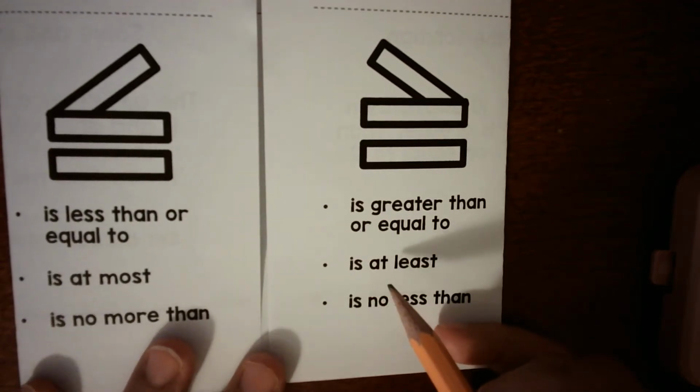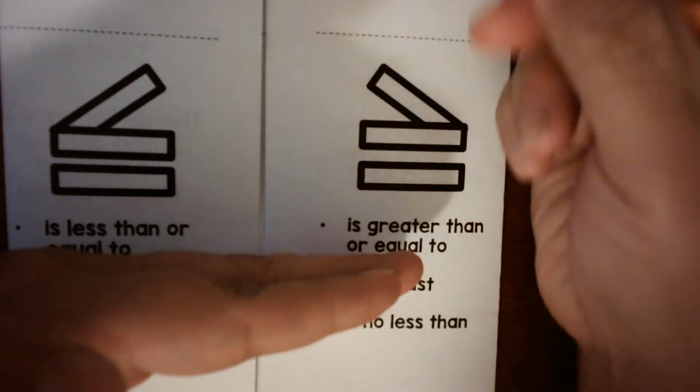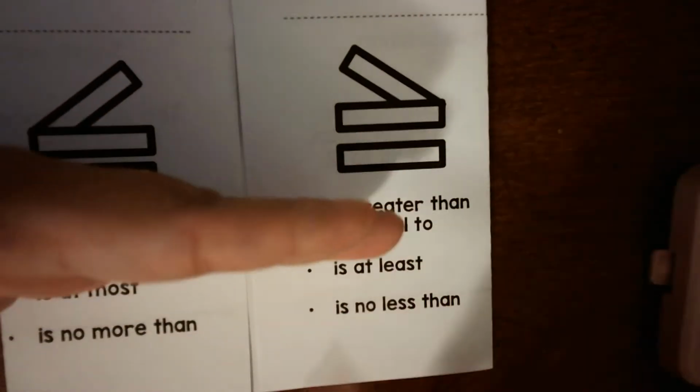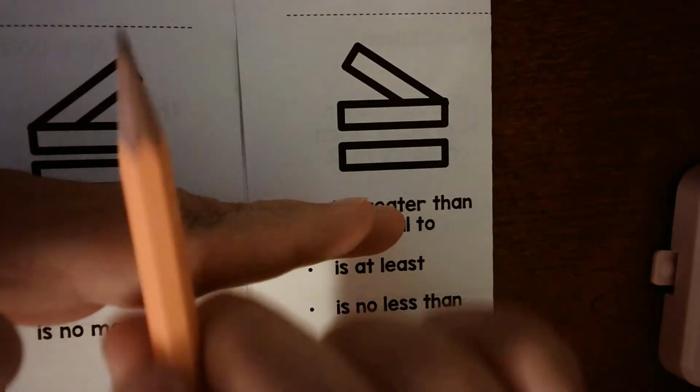Is at least, so you have a minimum, and what you're looking for is things greater than that. At least. And then no less than. So the less than portion is not the amount that it is. It would be more. Okay, let's take a look inside.